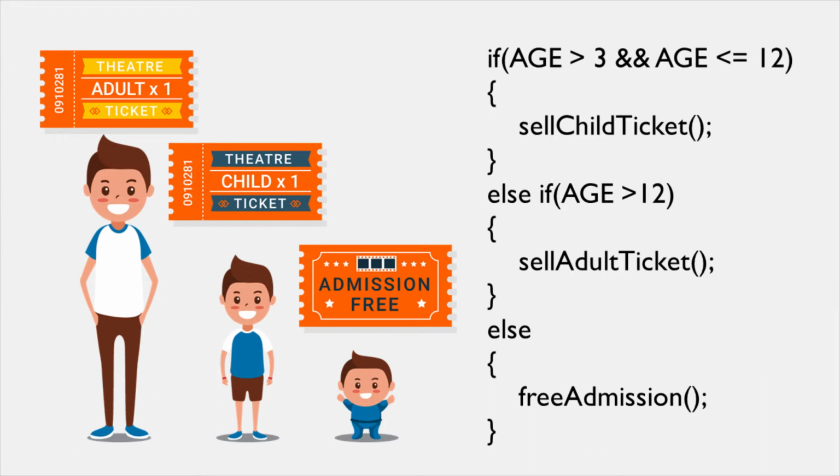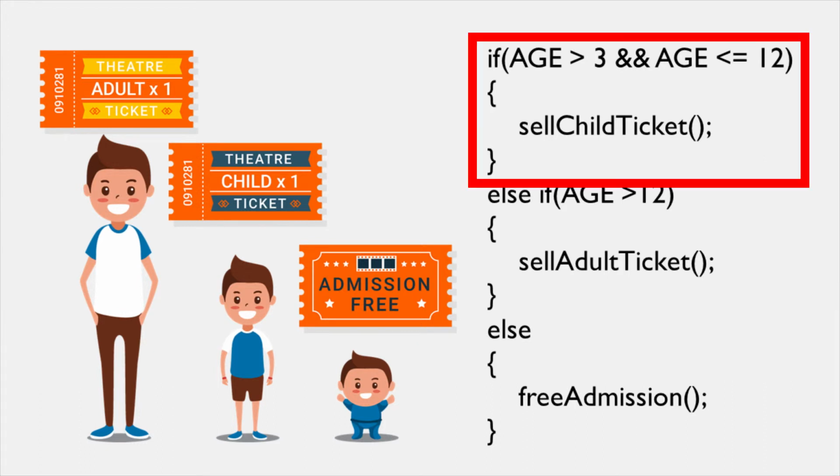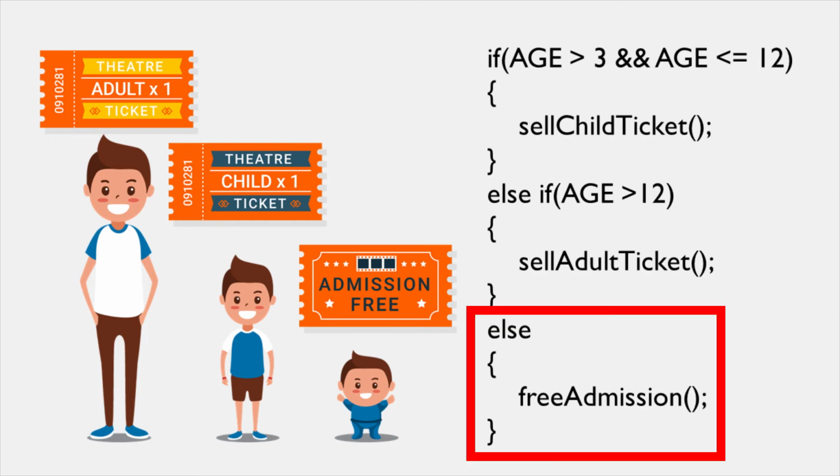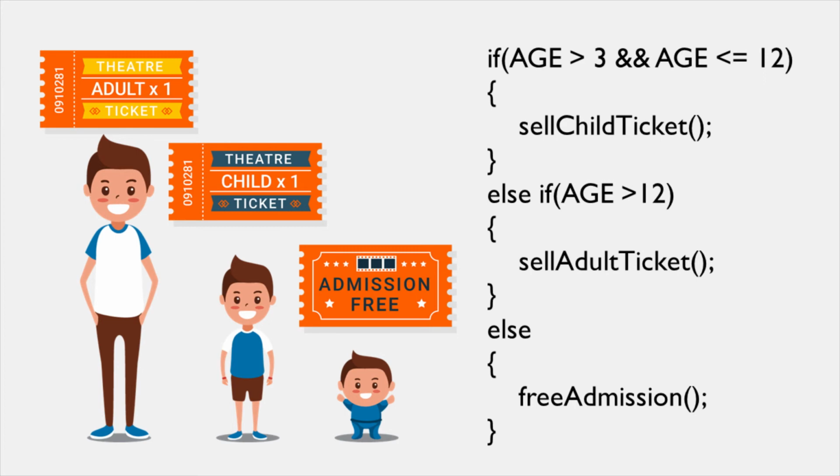So the example of how the conditional structures will look like will be if a person's age is more than 3 and less than or equal to 12, sell a child ticket. Else if the age is more than 12, sell an adult ticket. Else, give free entry. On the screen, you will see how the structure will be written in JavaScript. Hopefully, it will give you an idea of how to write a conditional structure in the future.